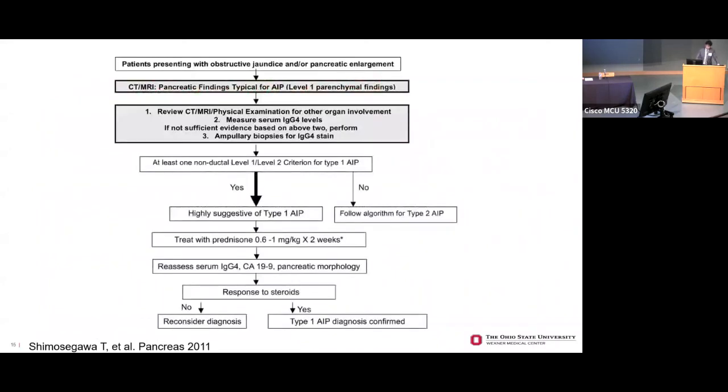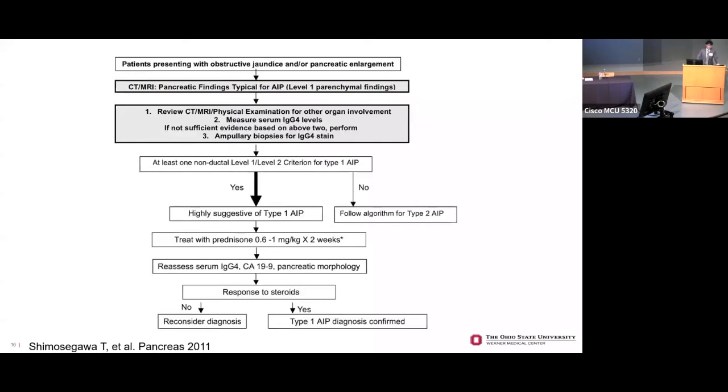So this was an international consensus document outlining how to diagnose and manage autoimmune pancreatitis. And it starts with imaging, trying to look for findings of the pancreas. Typically, we say a sausage-shaped pancreas. And also looking at other organs that can be commonly involved, measuring serum IgG4 levels. And then if that's not enough to make the diagnosis, sometimes we consider doing ampullary biopsies.